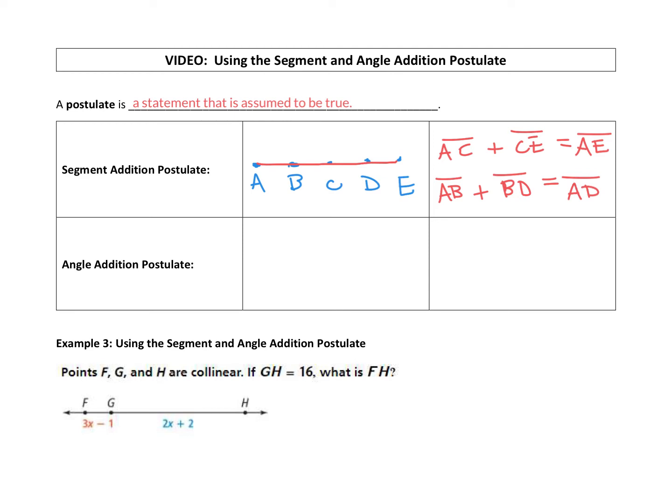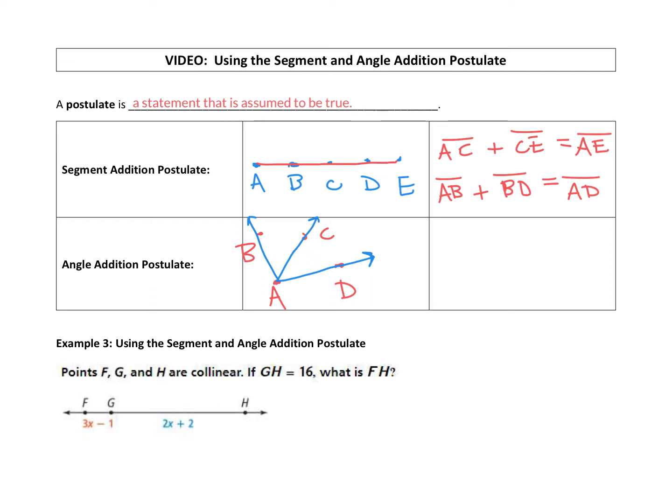Our angle addition postulate is pretty similar. Let's look at another example. We have point A, point D, point C. My points are kind of sloppy. Point B. We have ray AD, ray AC, and ray AB. So there are three angles here. We have two smaller angles, right? This one and this one.